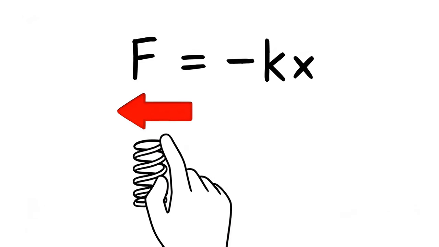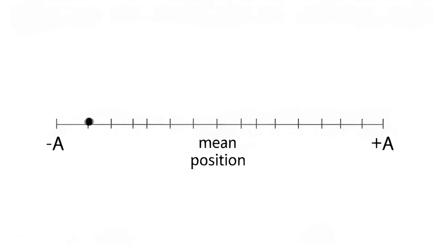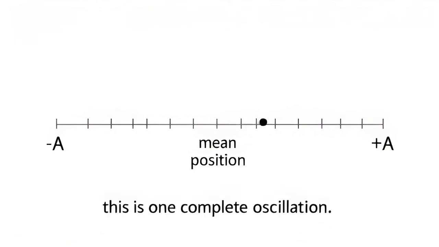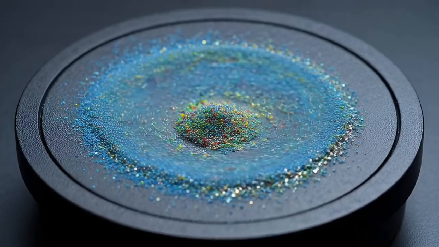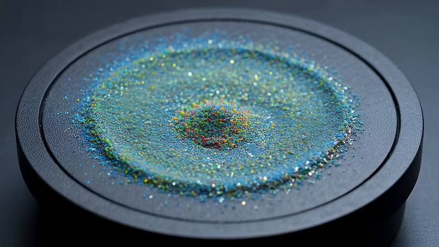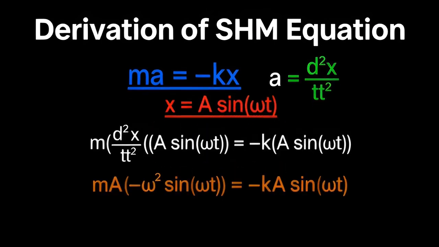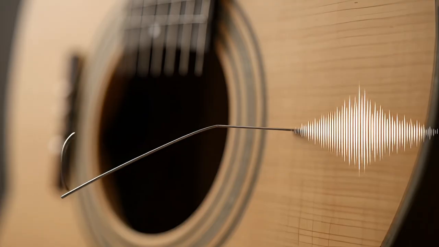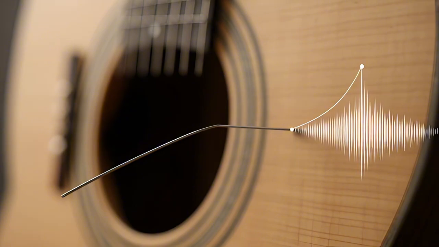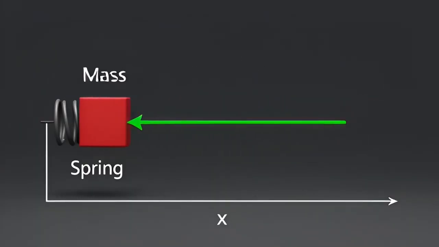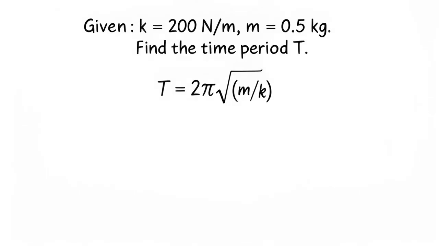Simple harmonic motion, which we abbreviate as SHM, is a special type of periodic motion. The word periodic simply means that the motion repeats itself after a fixed interval of time, but not all periodic motion is SHM. What makes SHM unique and special is a very specific condition. The restoring force acting on the moving body must be directly proportional to its displacement from the equilibrium position, and this force must always be directed back toward that equilibrium position. In mathematical terms, we write this as F equals negative kx.